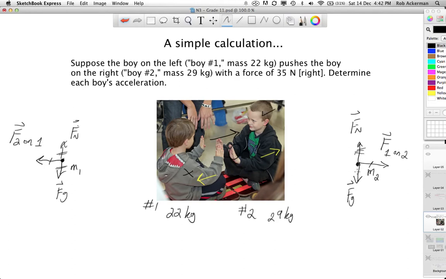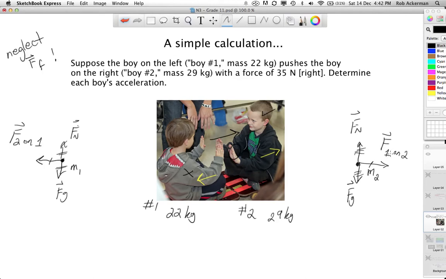Tick, tick, tick, tick, tick, tick. Those are equal. What other forces are there? Well, there's probably a little bit of friction, but I'm going to neglect friction for now just to keep things simple. I should have written that into the problem here. So what do we know about the magnitudes of these forces?